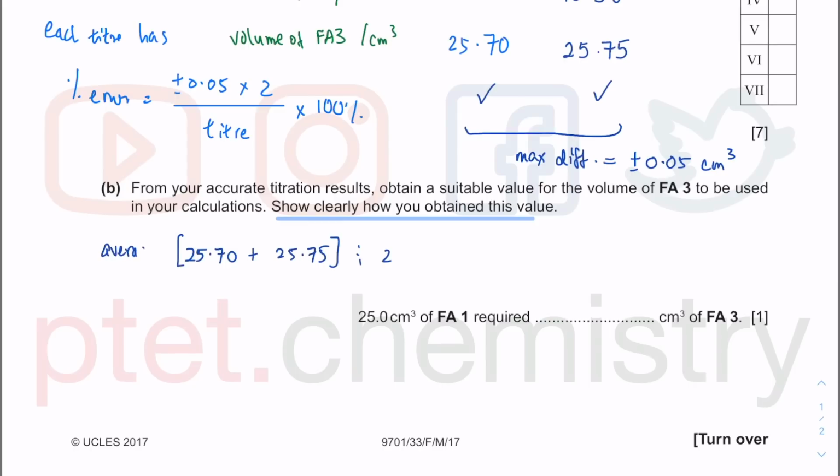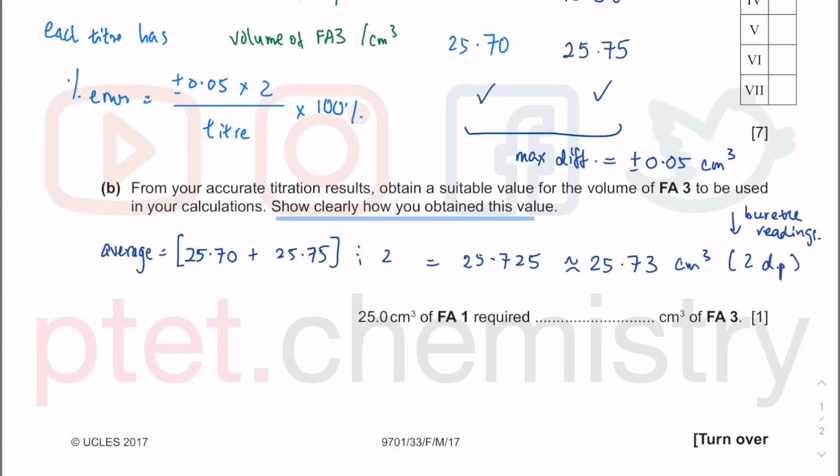So brackets are one of the most important things that you need to learn how to use. And if you do this on a calculator, I guess you will get 25.725 on your calculator, and this is no good. If you write this down, again you lose the 1 mark because of the 2 decimal place accuracy. So 2 decimal places for the burette reading. Your burette readings, including your averages, must be rounded to 2 decimal places.